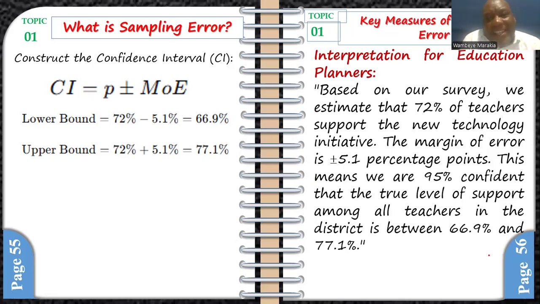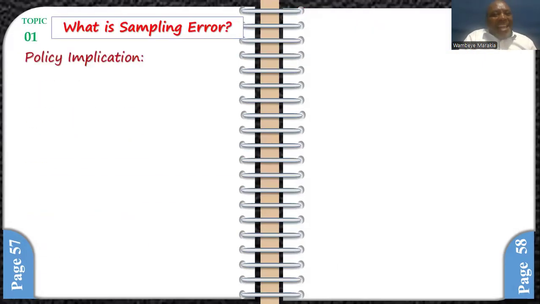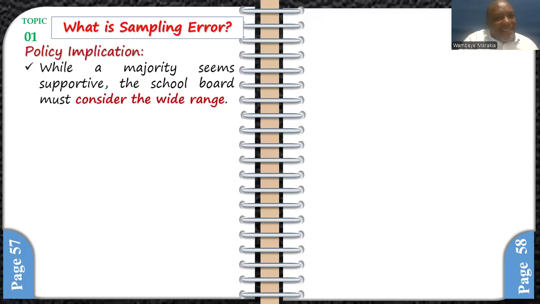Based on your survey, we estimated that 72% of teachers support the new technology initiative. The margin of error is negative and positive 5.1 percentage points. This means that we are 95% confident that the true level of support among the teachers in the district is 66% on the lower and 77% on the upper. Is there any policy implication for this?